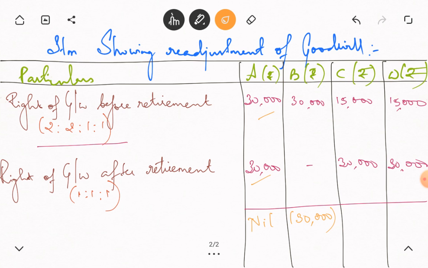And then in case of C and D, earlier they were both getting 15,000, but now they're both getting 30,000 each. So that means there is an increase of rupees 15,000 to the goodwill of both C and D. And this increase in the goodwill is the amount that has been sacrificed from the goodwill of partner B. Okay, so this statement will just show you who is receiving how much of the goodwill.